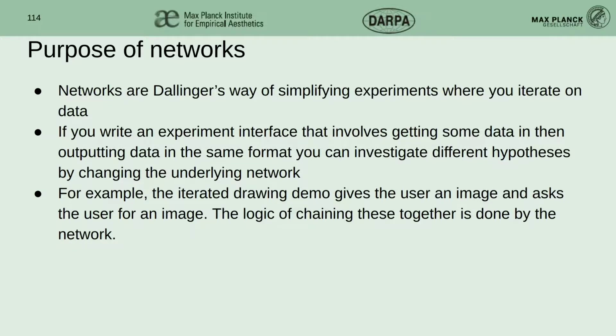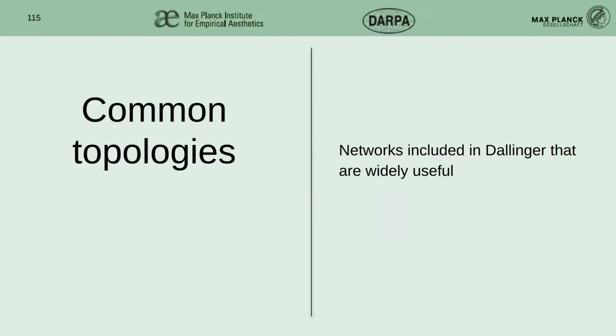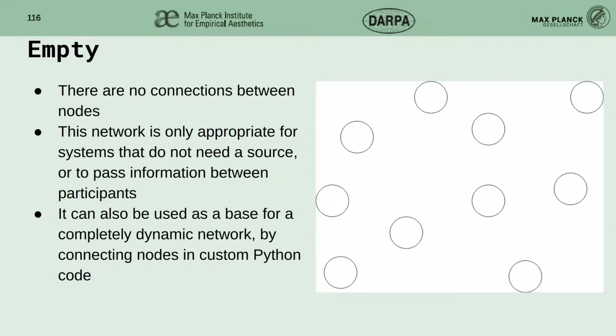What I'd like to show you is some of the actual common topologies. A very useful common topology is an empty network. So in an empty network, there are no vectors linking nodes. There are no connections between them. This network is only appropriate for a study where you don't actually need a source or to pass information between participants. And you can also use this as a base for a completely dynamic network by connecting nodes in your own code.